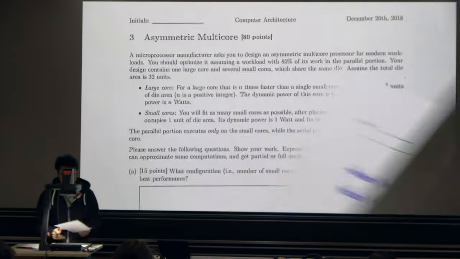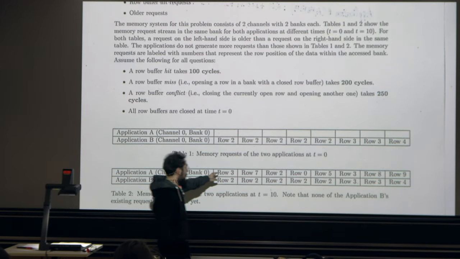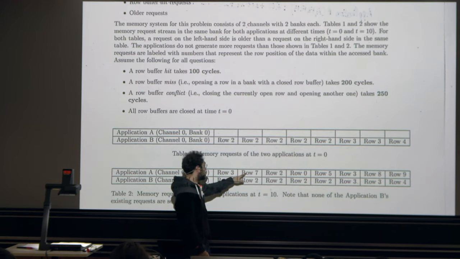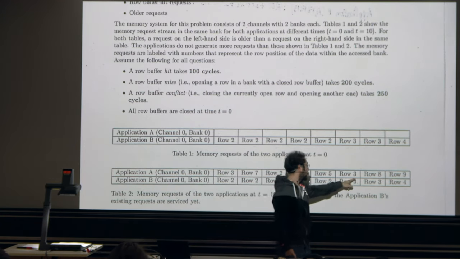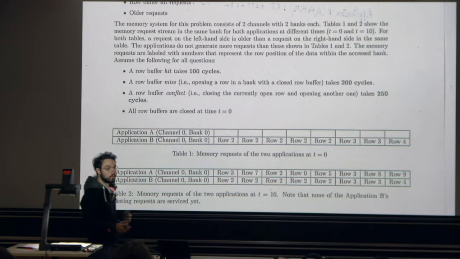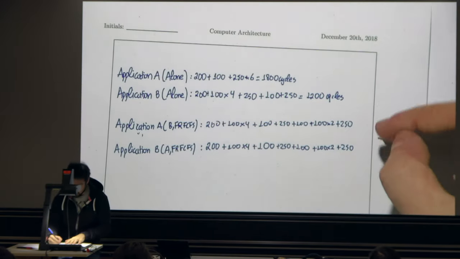And then, how many requests are missing from application A? Because we did not execute all the applications. For A, we executed 3, 2 and 3. So we need to service requests 7, 0, 8, 5 and 9, which are 5 requests, which are all in different rows, which means 5 conflicts, right?